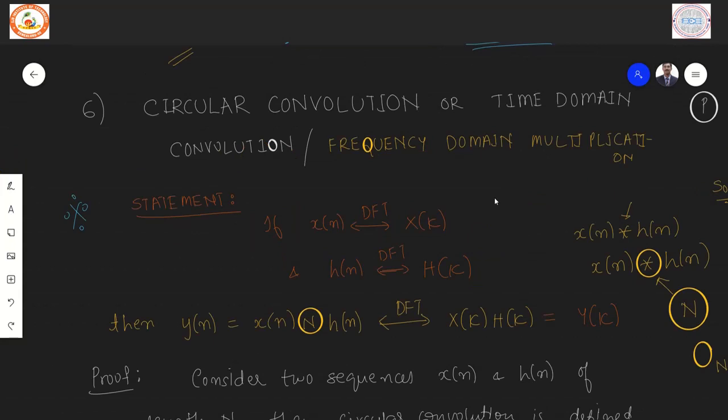Property number 6 is called the circular convolution, or the time domain convolution. That is, we are performing the convolution operation in the time domain. This results in a multiplication of the respective DFTs. So it's also called frequency domain multiplication.